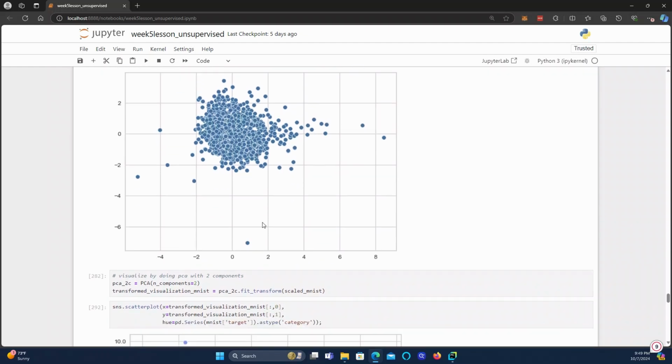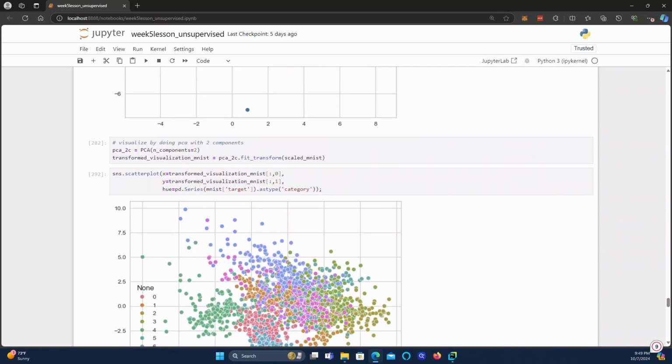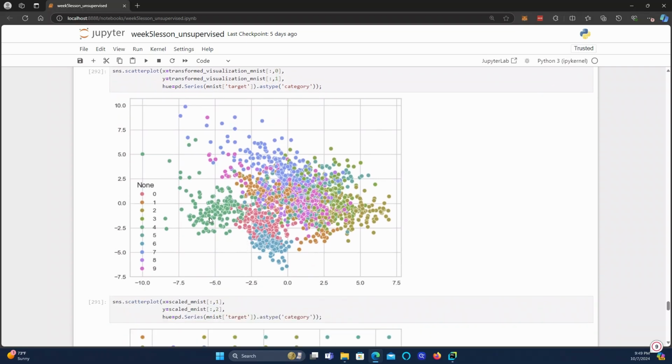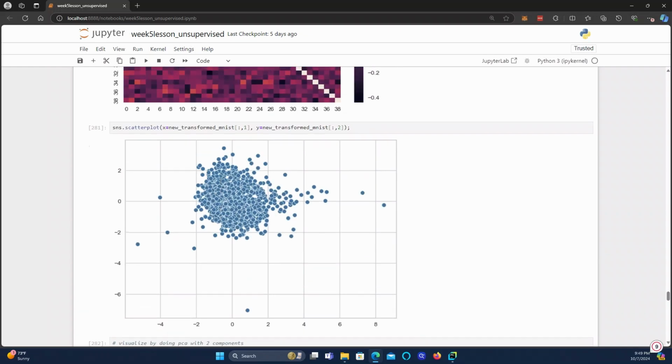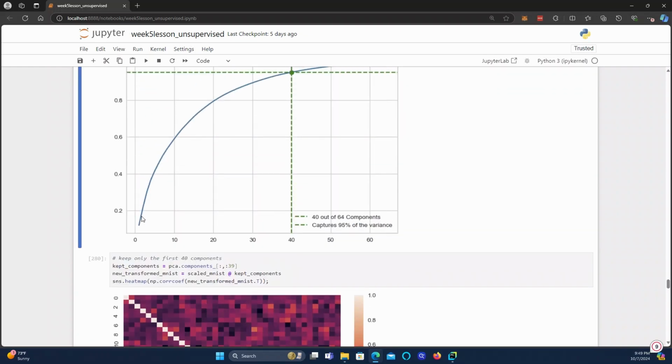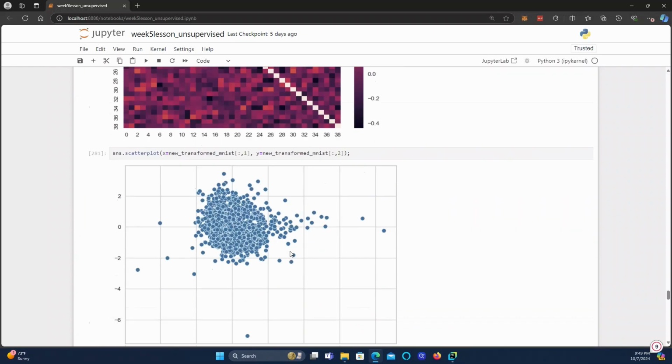Now we're going to do some magic stuff, and we're going to visualize the relationship between the numbers after we've done PCA. So look at this. We've only used the first two components, so they've captured maybe 20% of the variance.